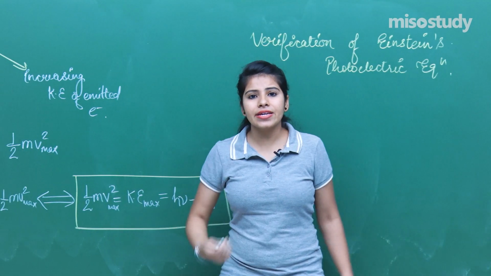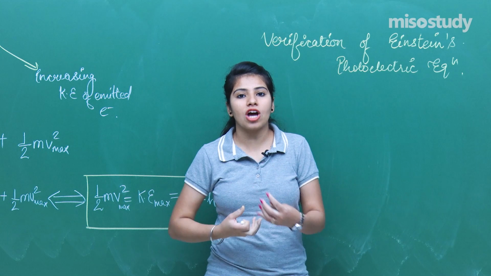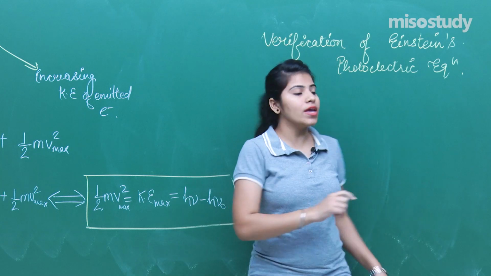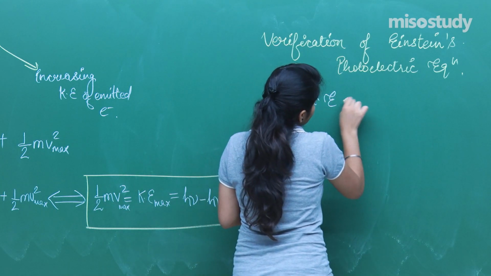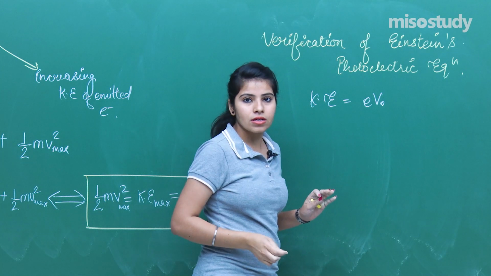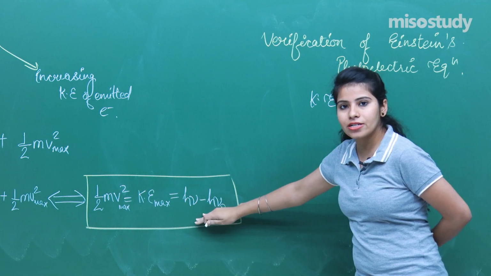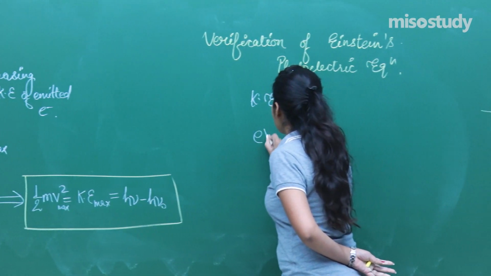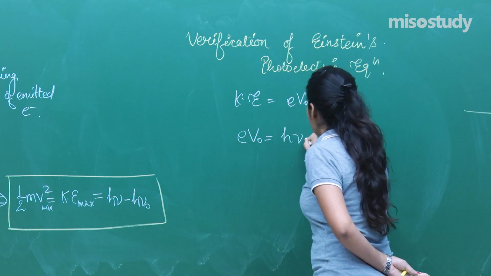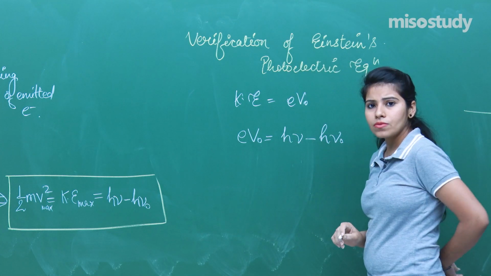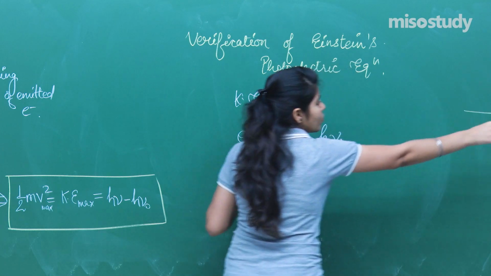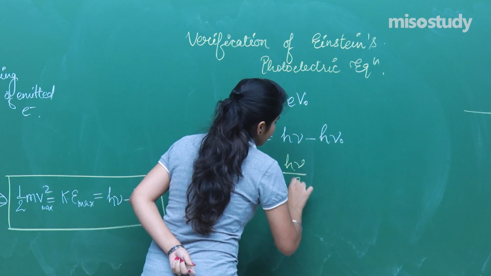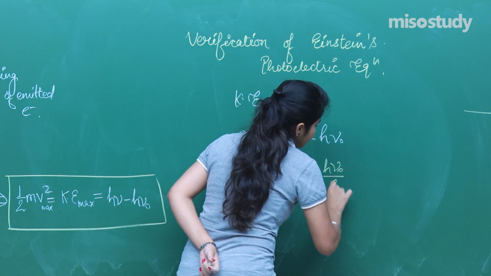He said that kinetic energy can be written as, if e is the charge of the electron and V naught is the stopping potential, then the kinetic energy of the electrons can be written as e into V naught, isn't it? So by putting this value over here, we have e into V naught equals h nu minus h nu naught. Now because he plotted the graph between V naught and nu, bring out the value of V naught from here: h nu by e minus h nu naught by e.